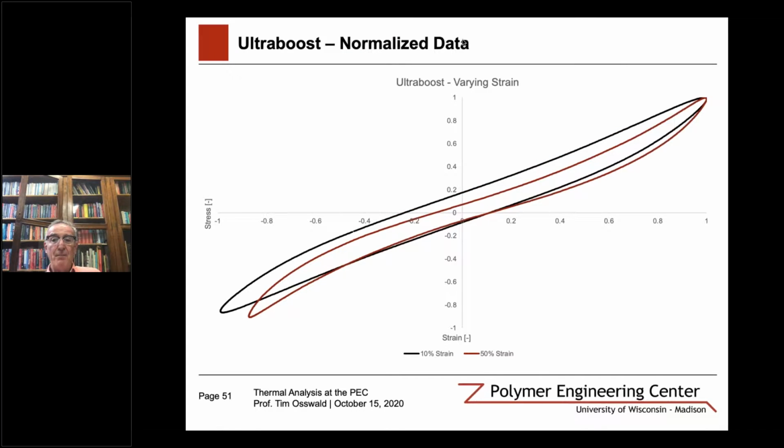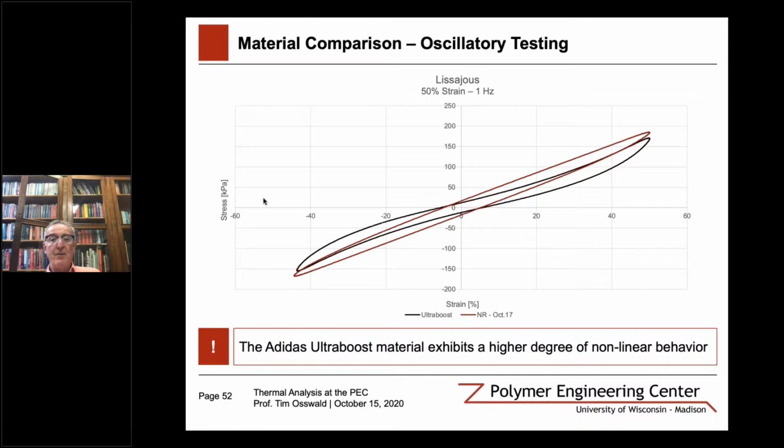So if we compare now the Ultra Boost at 50% and 10%, it becomes nonlinear as we deform the material more and more. And we could also now compare the Ultra Boost with the natural rubber. You can see the red ellipse is the natural rubber. You can see how much more linear it is. It's a perfect ellipse compared to the Ultra Boost material. The other thing that you can see is they actually have very similar elastic modulus. Even if we normalize it, we would get similar curves.